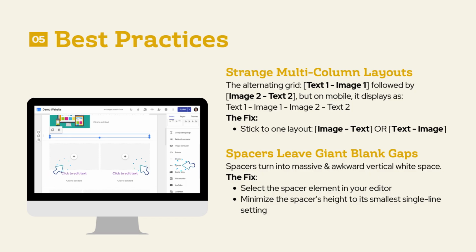The fix is to click on the spacer element in your editor. Use the adjustment handles to minimize the spacer's height down to its smallest single-line setting. Let Google Sites' responsive padding do the work for you, rather than forcing gaps that break the experience on smaller screens.